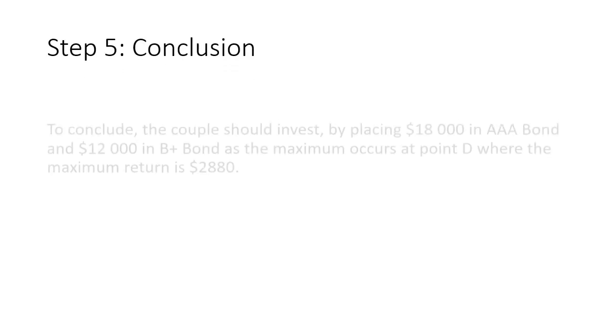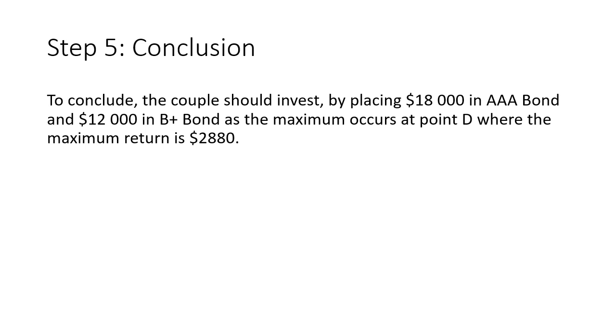Step 5, conclusion. To conclude, the couple should invest by placing 18,000 in AAA bond and 12,000 in B plus bond, as the maximum occurs at point D, where the maximum return the couple would receive is $2,880. With that being said, I'd like to conclude this presentation as well. Thank you.